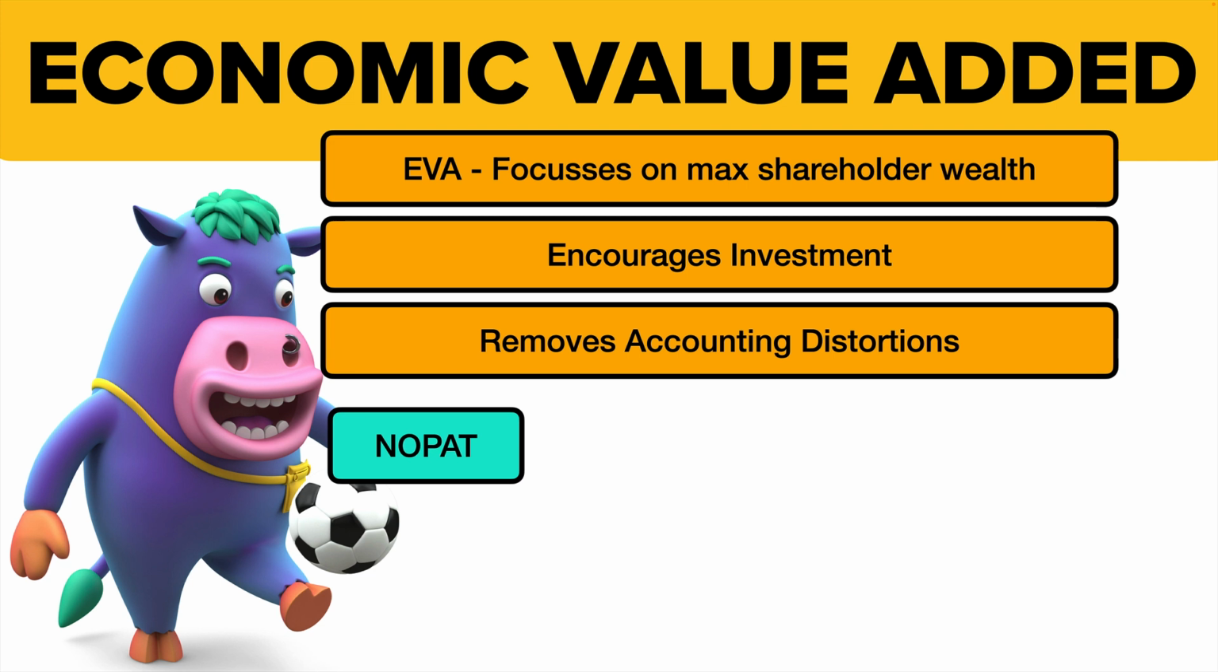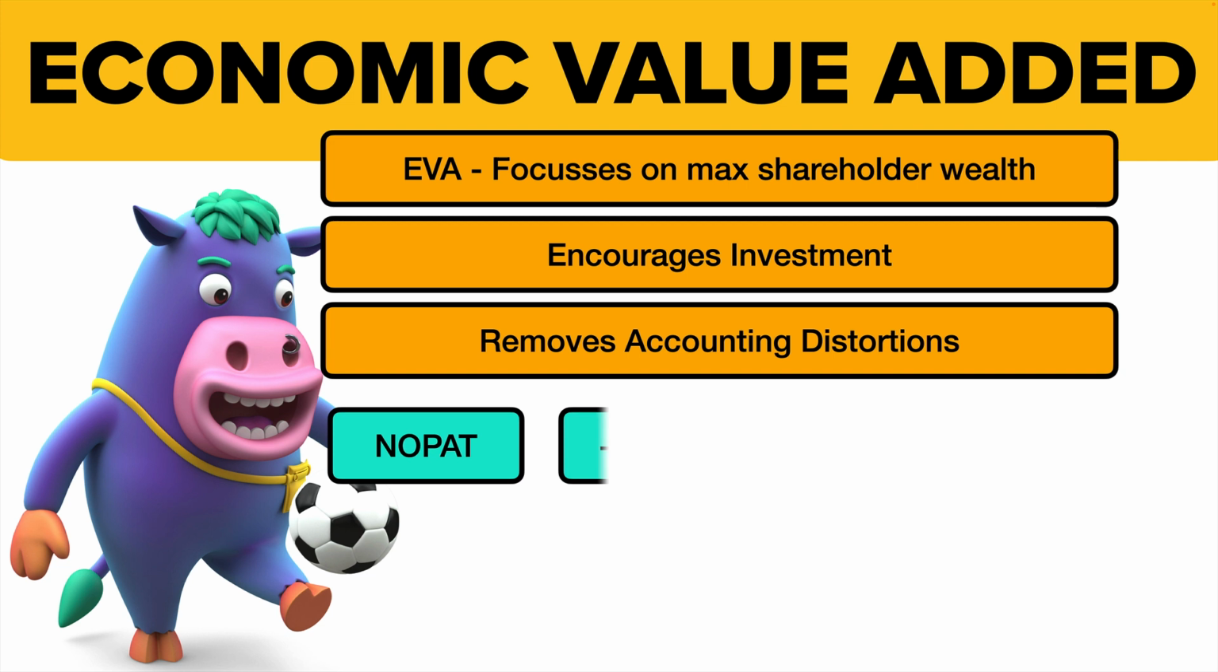Now, it encourages investment because if you spend on things like advertising or some sort of research and development, then it says, look, don't treat that as an expense. Add that back, as you'll see. So it encourages investment. It removes accounting distortions. It gets rid of non-cash things like provisions and doubtful debts and goodwill amortized and that sort of thing.